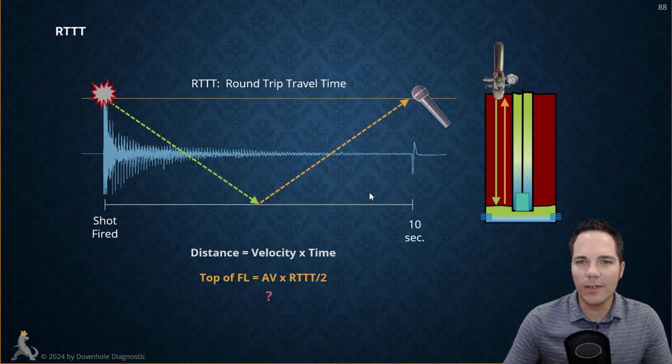As long as you have a good acoustic trace and you can identify the fluid level kick, which is not always easy, and we'll look at examples of that, you'll know what round trip travel time it showed back up at the microphone. But then the big question is, what is the acoustic velocity? Usually this is pretty straightforward, and sometimes it's extremely complicated. We will look at some examples of that.